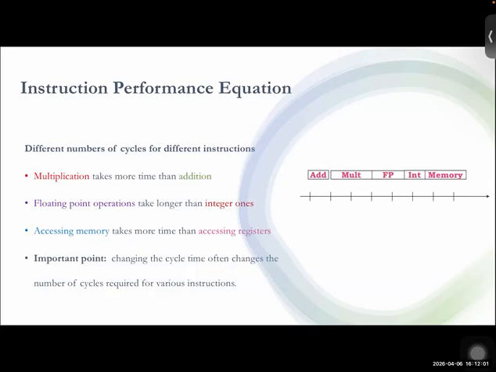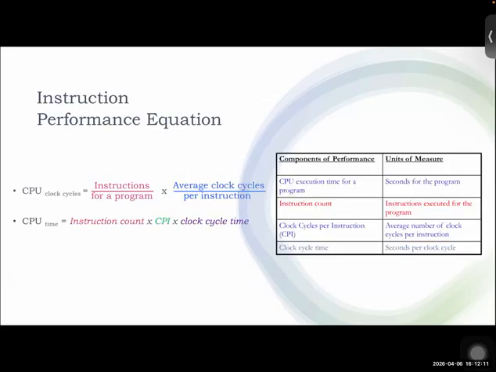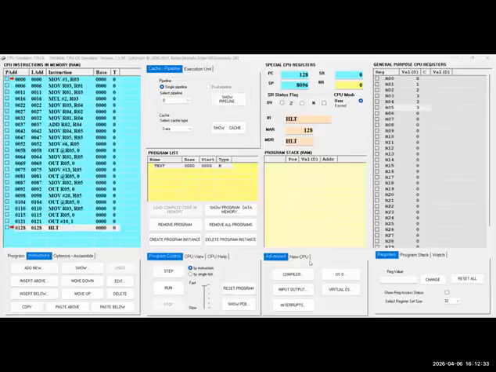So changing the cycle time often changes the number of cycles, as we just discussed in the previous session also. Then what is the standard equation in terms of the instructions in a given program? If you look at this given program, for this simple program which we have just observed, let me just change it.